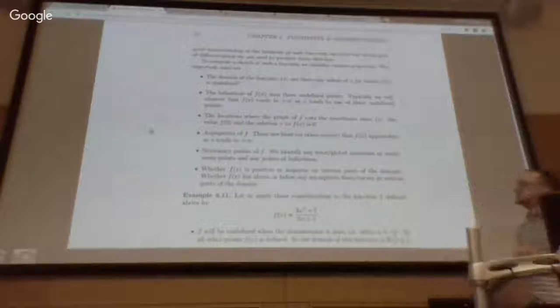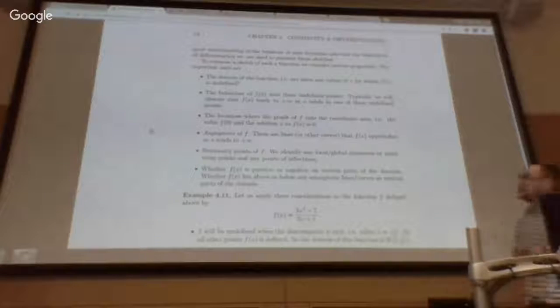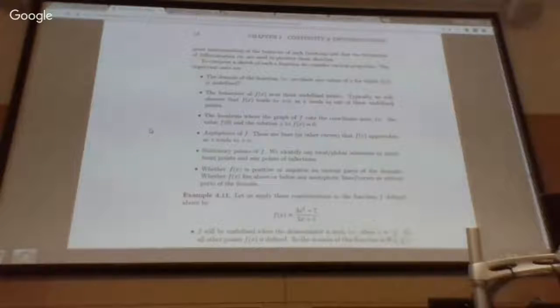Thirdly, we might want to know where the function cuts the coordinate axes. So what the value of the function evaluated at x equals 0 is. That's where the function crosses the vertical axis, and any solutions to f of x equals 0 are where the function will cross the horizontal x-axis. We'll want to be able to pick out any asymptotes of the function. These are lines or other curves which the function approaches, getting closer and closer to, as x tends to plus or minus infinity.